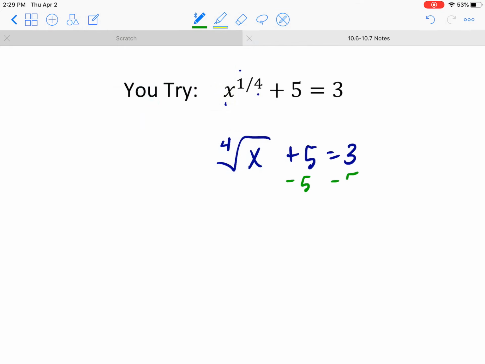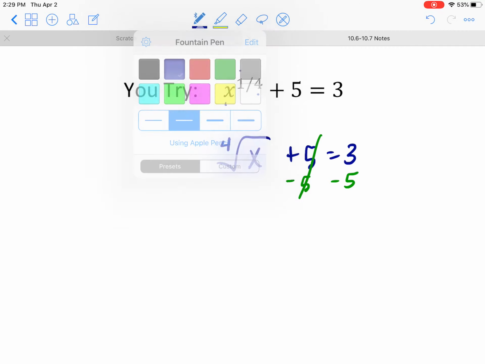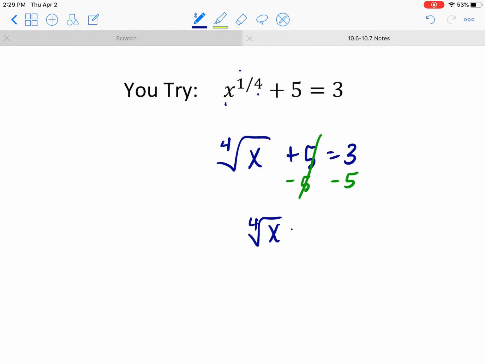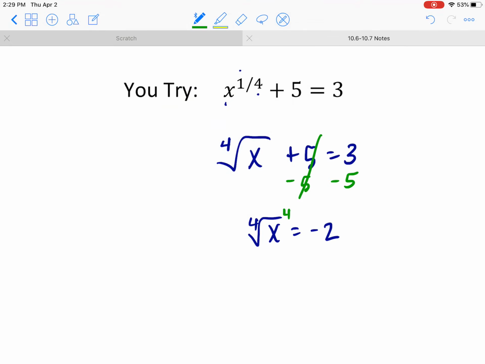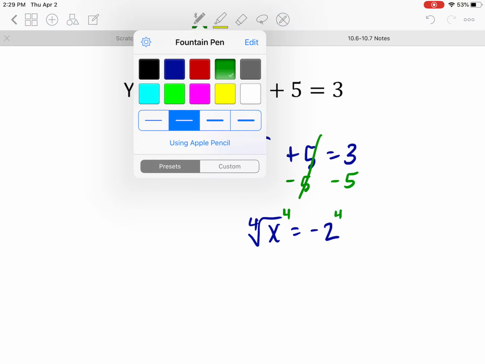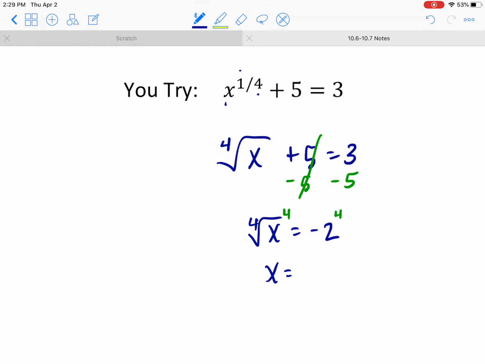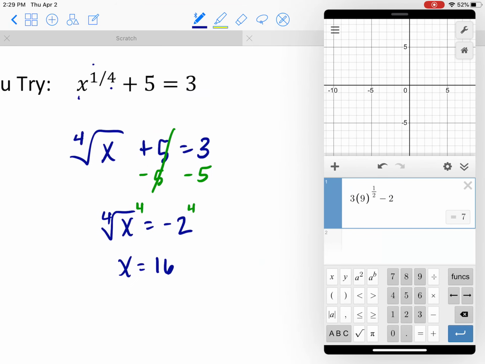This is the same thing as a 4th root of x to the 1st. So a 4th root of x to the 1st plus 5 should equal 3. If I subtract the 5 over, we're going to end up with a 4th root of x equal to -2. Now I already know I can't take an even root, a 4th root of something, and get a negative, so I know that this isn't going to work. But if you didn't recognize it and you continued to solve, you would raise both sides to the 4th power. That would give you x by itself equal to a positive 16.